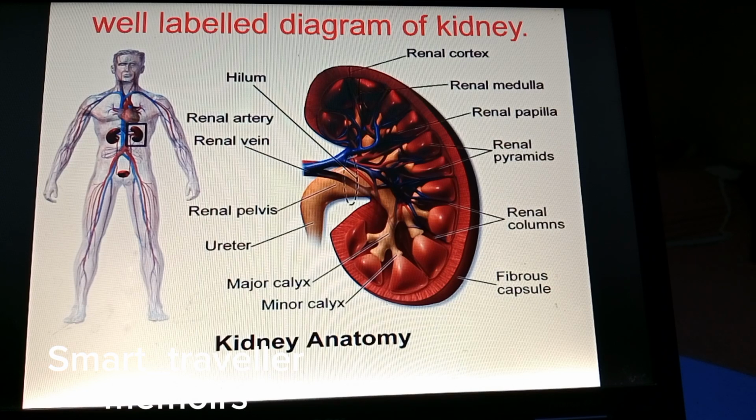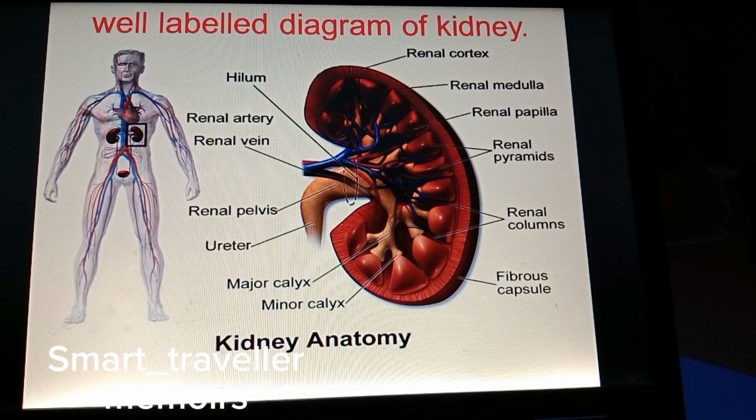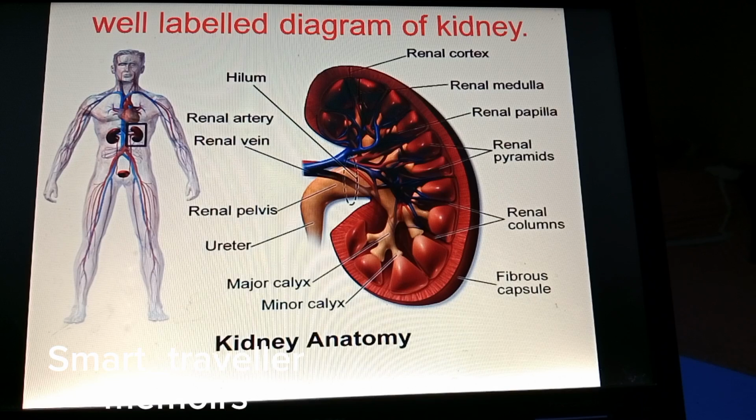Renal cortex, renal medulla, renal papilla, renal pyramids, renal column, fibrous tissue. We have the major calyx, minor calyx, renal pelvis, ureter, renal artery, renal vein, and hilum. Then on the diagram on the left, you can see how they are positioned in the human body system.